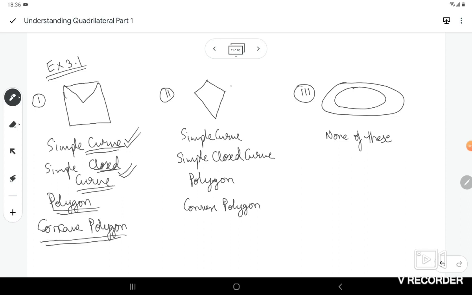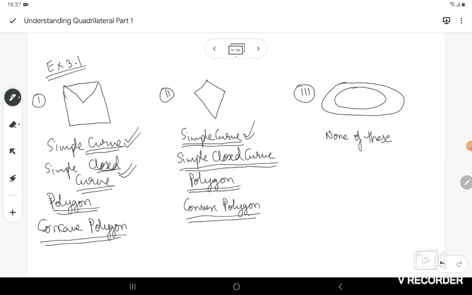Now moving on to the second figure, we can say it's a simple curve because it's made without lifting the pencil, and there is no retracing or overlapping of any line. So it's a simple curve. Also it's closed, so it's a simple closed curve. It's made up of only line segments, so it's a polygon, and all the diagonals are within the figure, so it's a convex polygon.